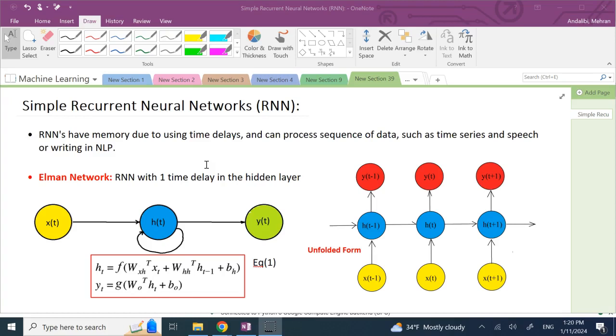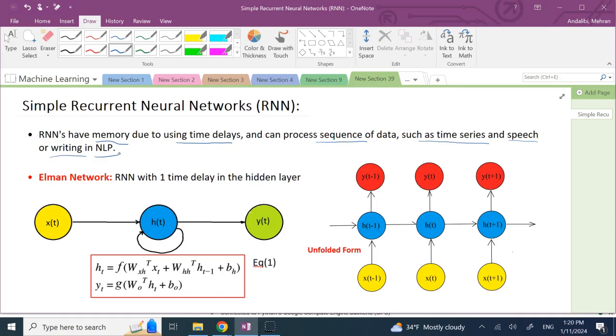Because of those delays and those feedbacks, a delayed version of a signal or a state can go back and be used in other places. Because of these time delays and this feedback, they have a memory. And because they have memory, they can learn sequences of data like time series, like speech, like writing that we have in natural language processing. So they are very, very useful, like when they are used for stock market predictions, or to predict the next word in a sentence or anything like that. These RNNs are used big time.